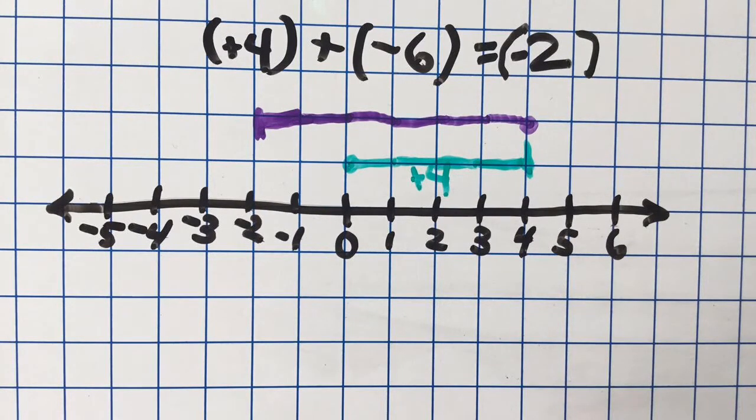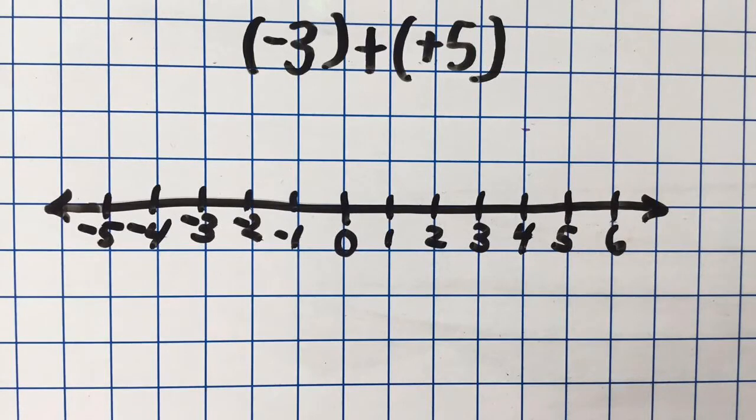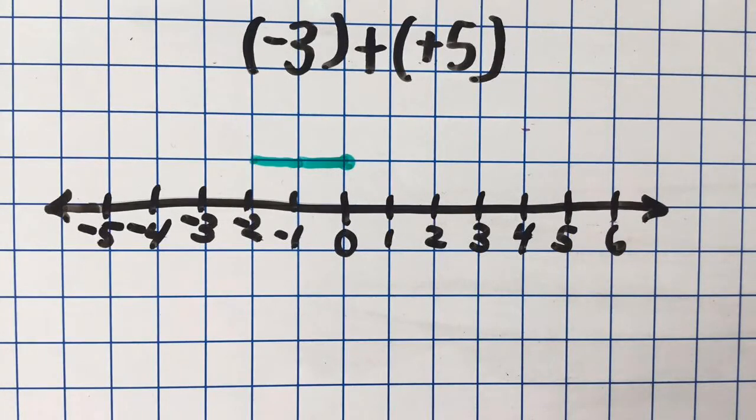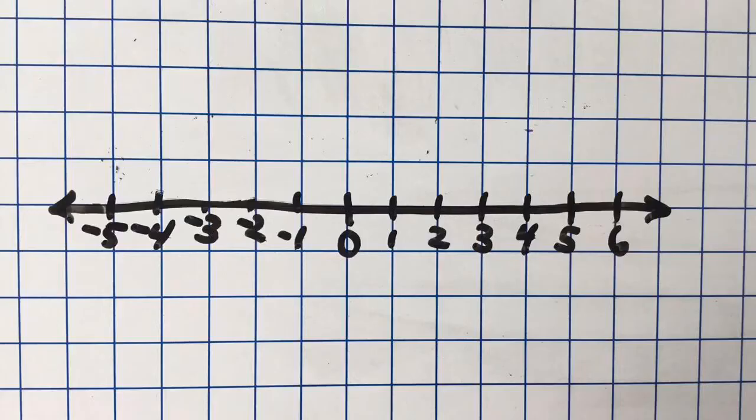Let's look at another example. If we have negative 3 plus positive 5, we'll start at 0 and go to the left 1, 2, 3 for negative 3. And from there, go to the right 5. 1, 2, 3, 4, 5. And where we end up on the number line is our answer. Negative 3 plus positive 5 is positive 2.